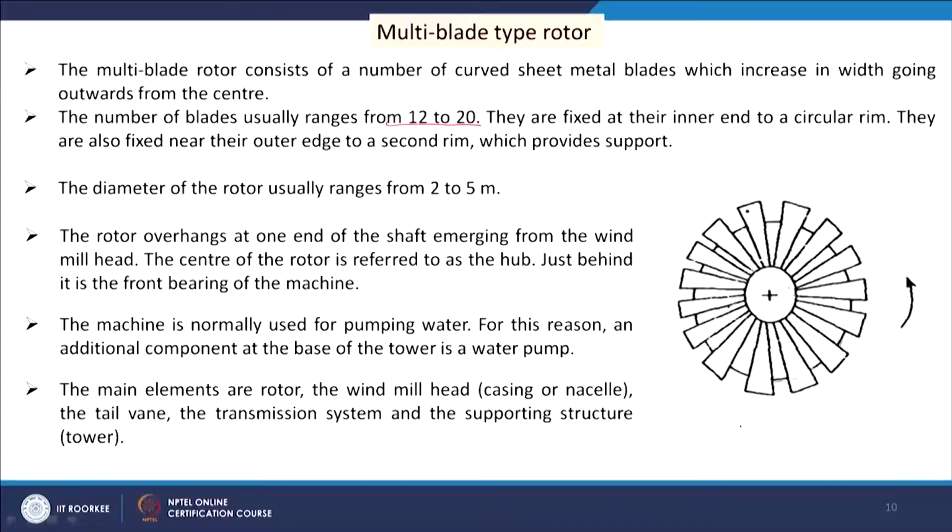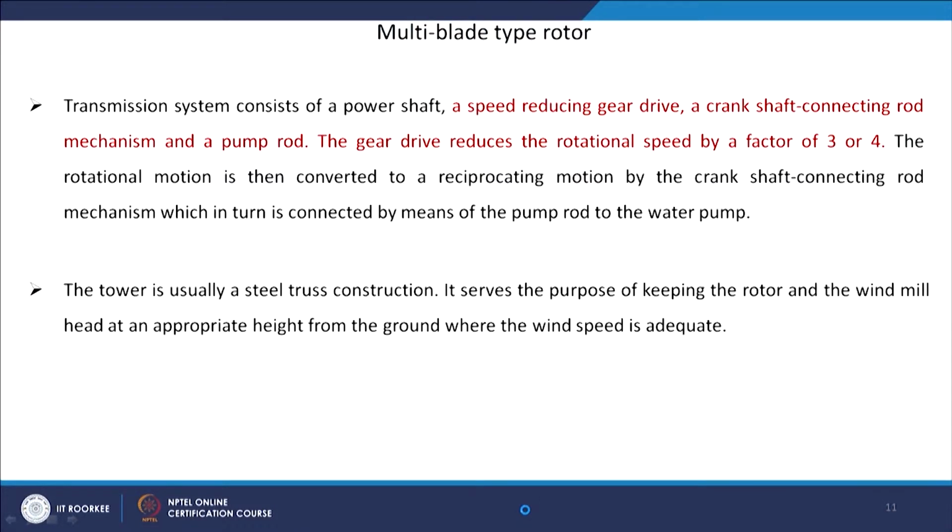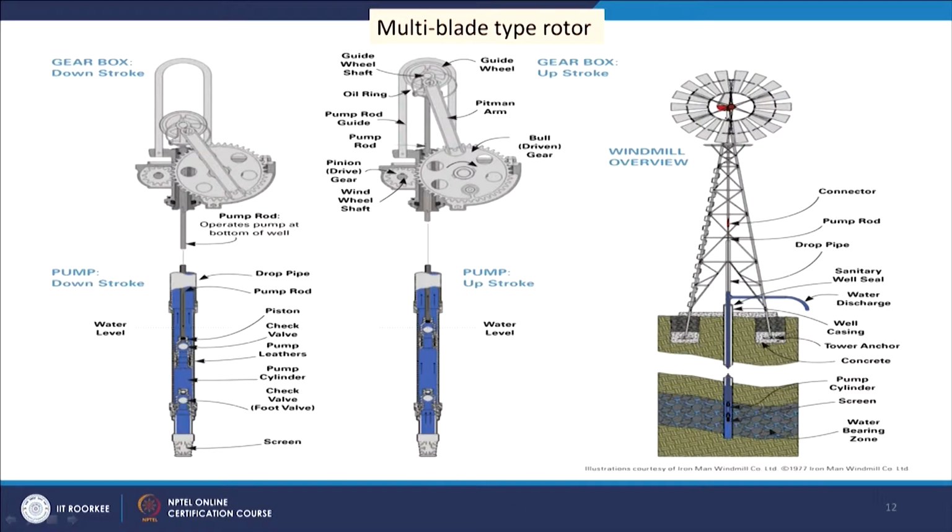In this type of rotor, we have this shaft, and at the bottom of this mill it also has a water pump. We have some multi blade type rotor here, and at the bottom it is connected with a pump. How does this pump work? The energy is coming from this machine.